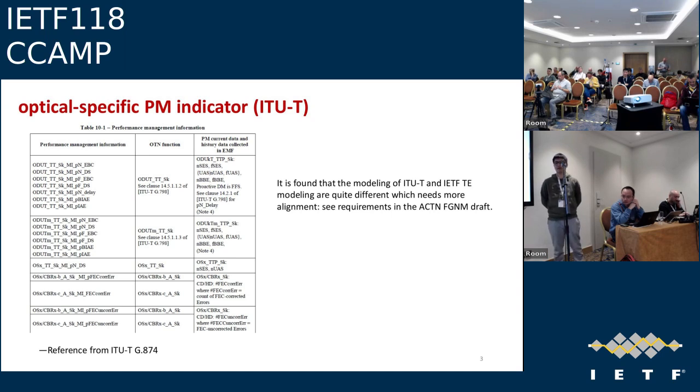At the beginning of this draft, some people asked why this draft is optical specific. Currently, we also provide some optical specific PM indicators, which are referenced from ITU-T. You can see that this table is referenced from ITU-T G.874. It is used to define the PM indicators on the OTUk tunnel, channel or some other object. And we consider these PM indicators can be used in this draft.